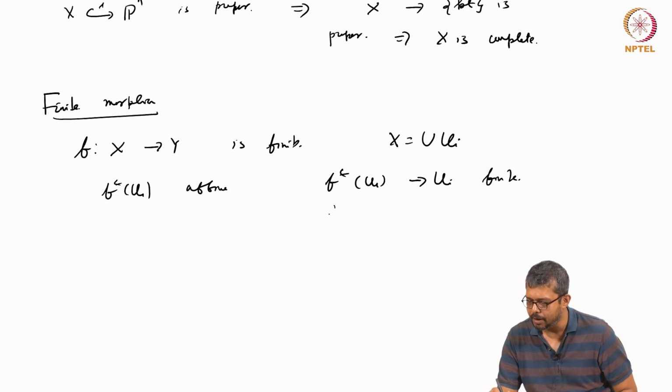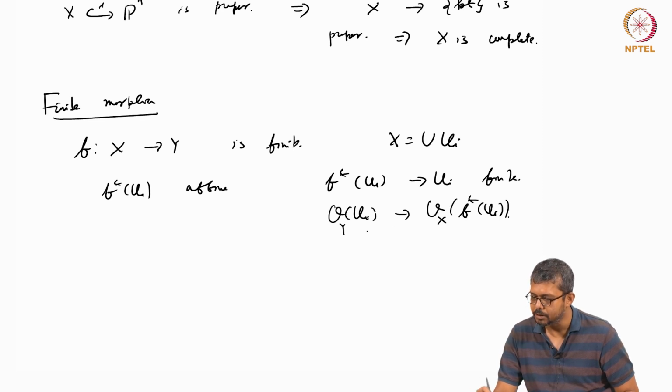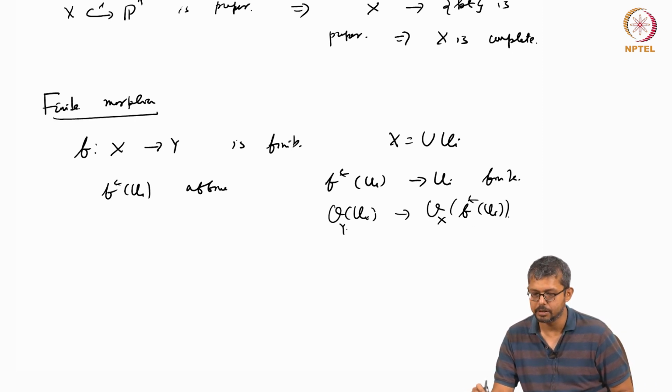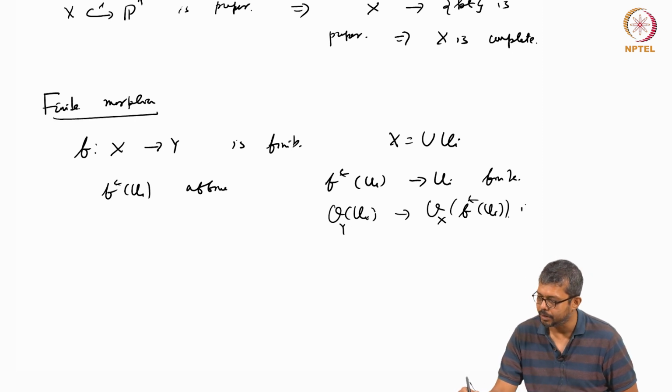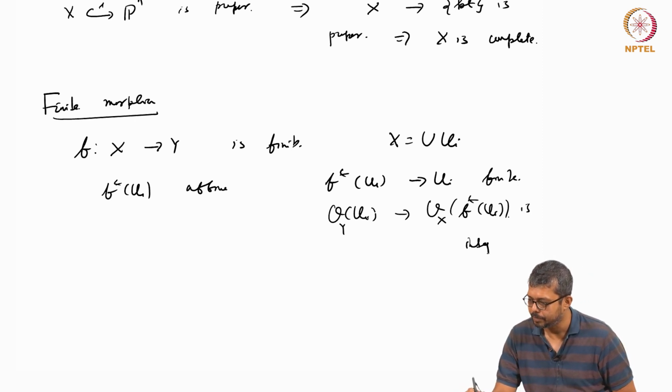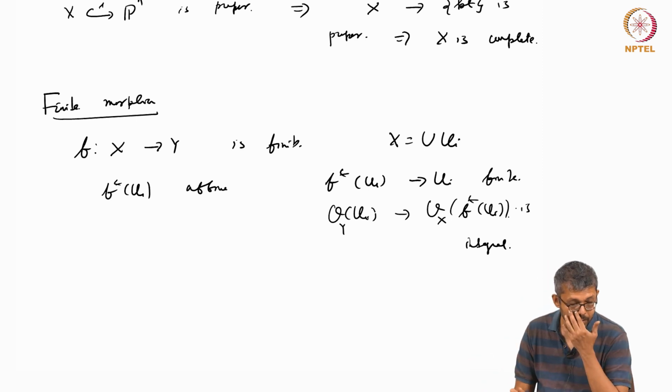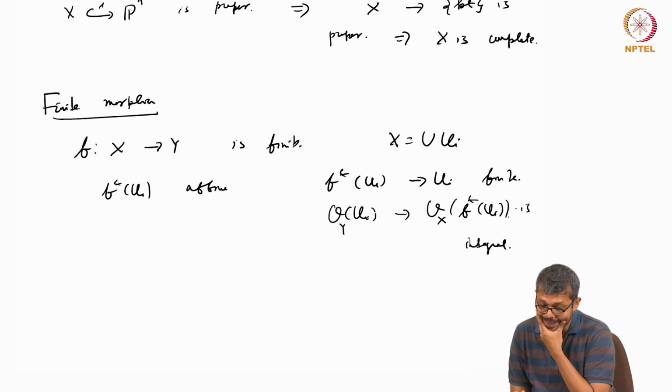So, what do you mean by that? That means that O of ui to O of y ui to O x of f inverse of ui, this is integral, or this is a finitely generated O y ui module, right? Finite is integral, or finite module over this, right?